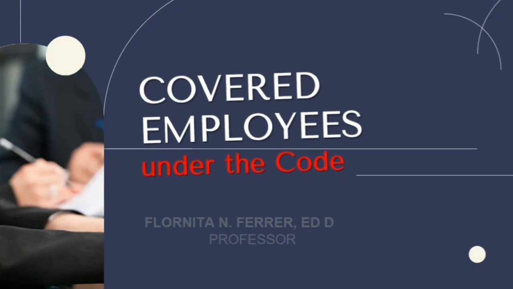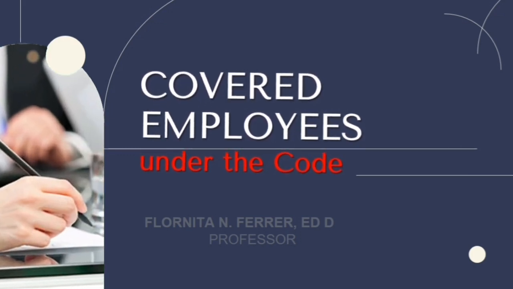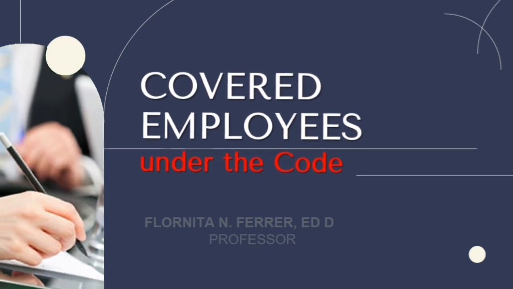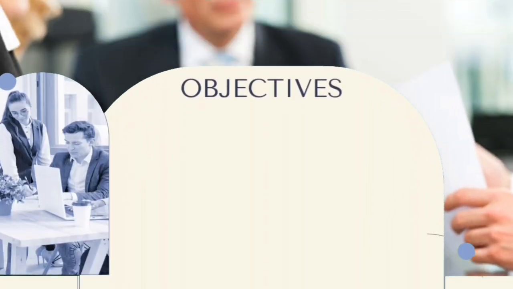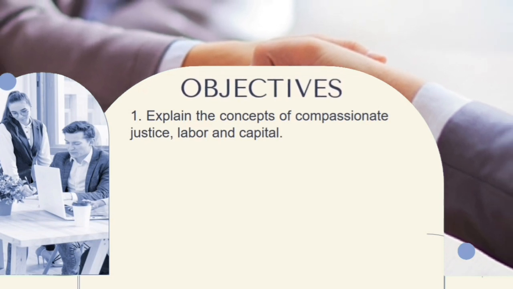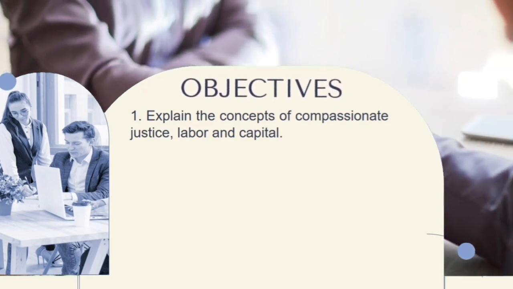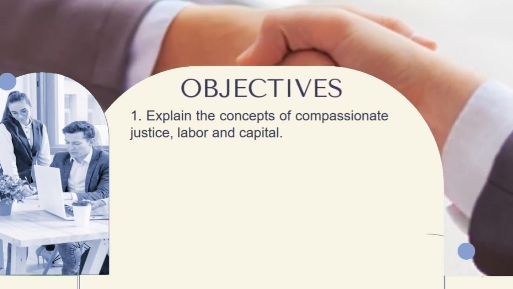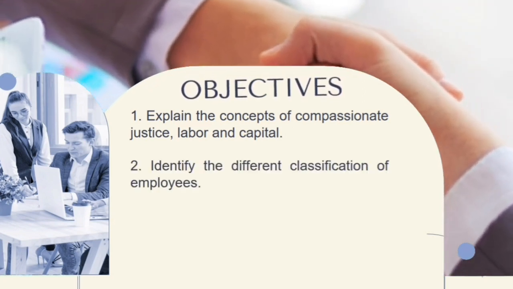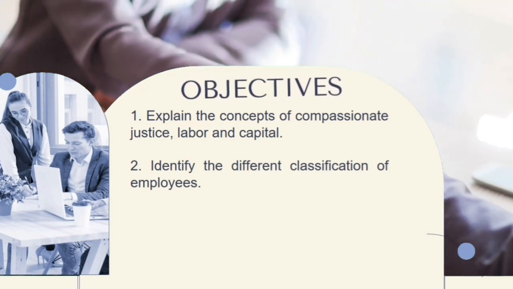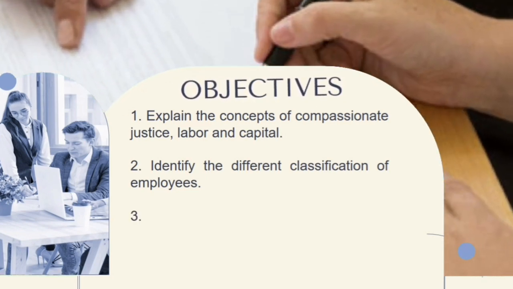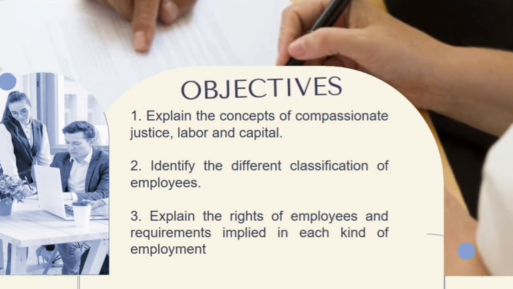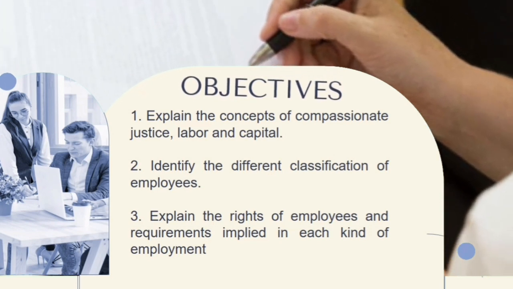Hello class, good morning. Our next topic for the course is about covered employees under the labor code. So we have three objectives for this topic. First is to explain the concepts of compassionate justice, labor, and capital. Second is to identify the different classifications of employees. And the third is to explain the rights of employees and the requirements implied in its kind of employment.